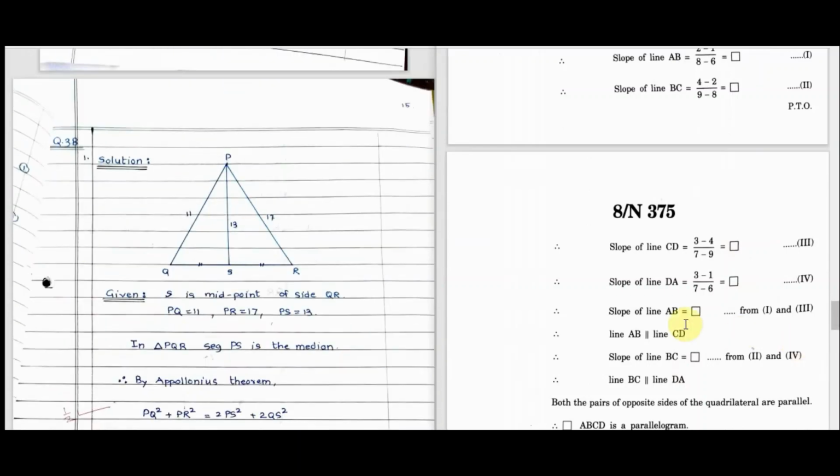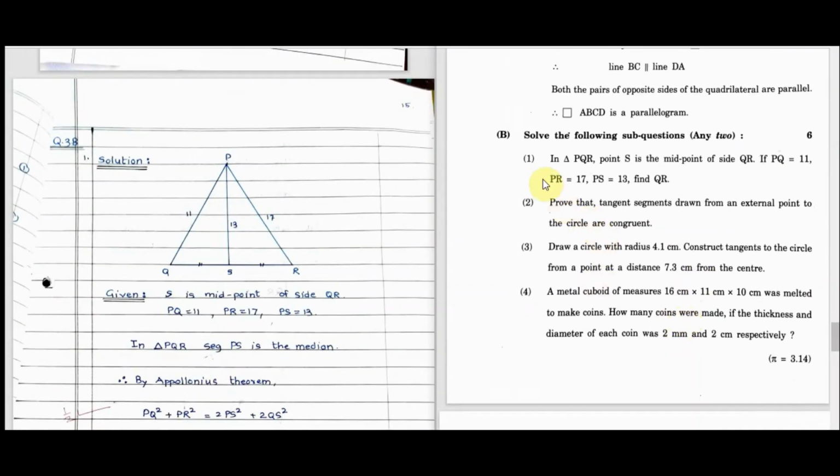Now question number 3b. Here in question number 3b, you have to solve any 2 out of 4. Lot of options are given to you. Okay, in this mostly one construction is always there. See here, the third question is the construction that I will show you. Now here any 2 questions, 6 marks.